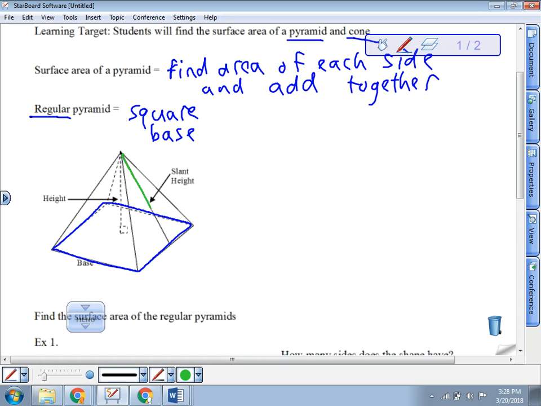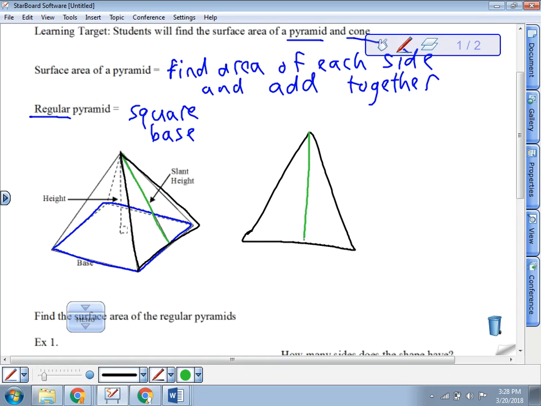Because if we want to find the area of each side, I'm going to do this kind of triangle in black here. If I was to redraw this triangle, and I'm going to kind of pull it apart, the slant height is the height of that triangle. That's what we need to know.